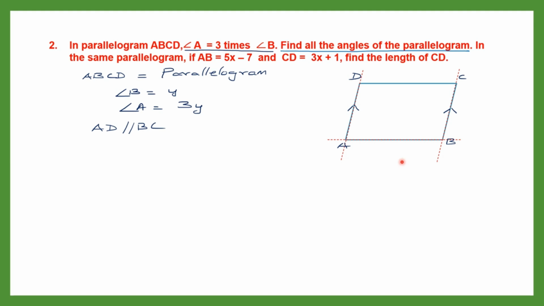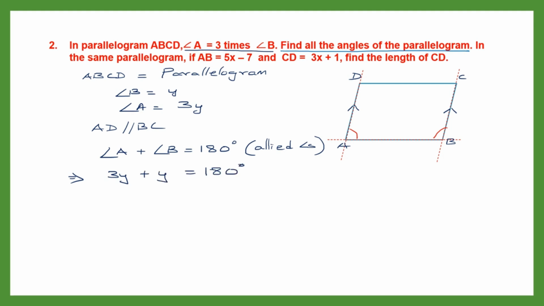Now we're going to use the properties of parallel lines cut by a transversal, and according to that, angle A, that is this angle, plus angle B will be co-interior angles, and we know that co-interior angles are supplementary. That means if I say angle A plus angle B, what should I get? I should get 180 degrees because they are co-interior angles or allied angles. Allied angles will always be supplementary, and here angle A is 3y and angle B is y. So let's write that 3y plus y is equal to 180 degrees. Now let's simplify this. 3y plus y is 4y. 4y is 180.